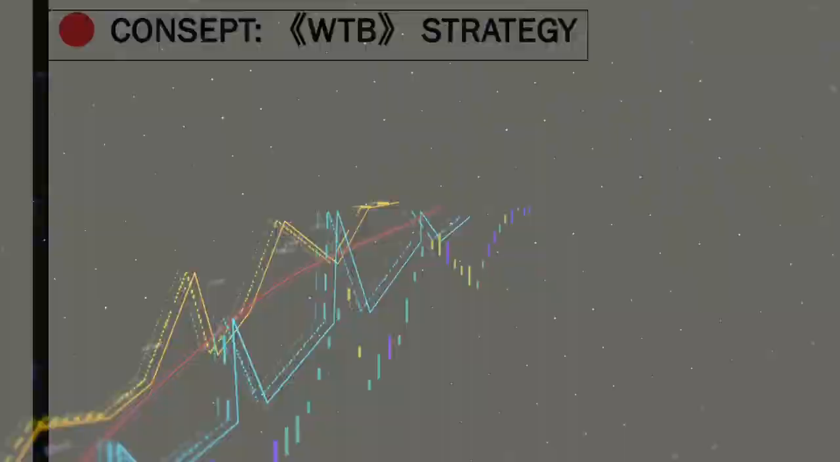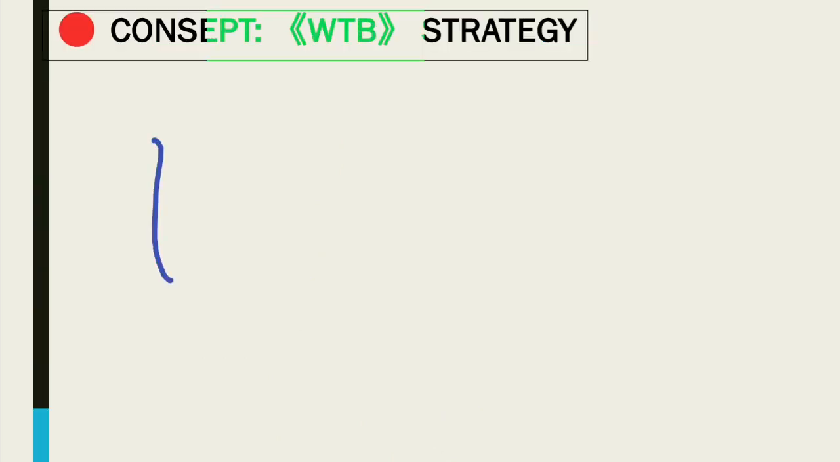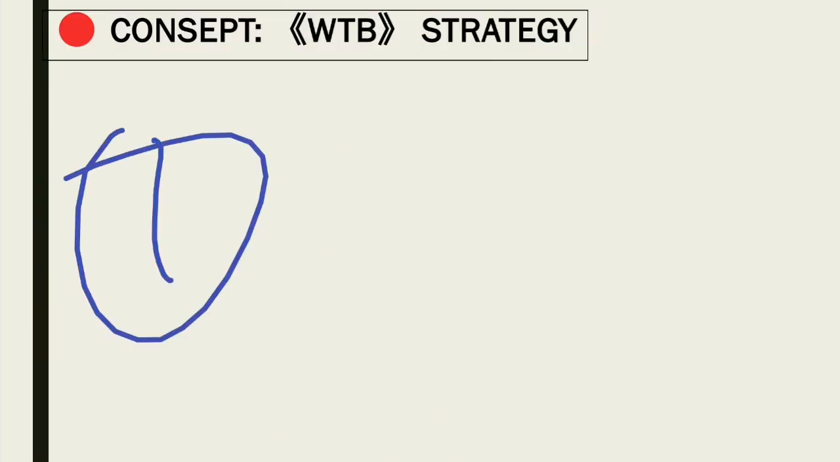So what is a WTB? A WTB is "wait the trend get break." Are you getting the point? So rule number one is to find the direction of the price. You have to find the direction of the price.